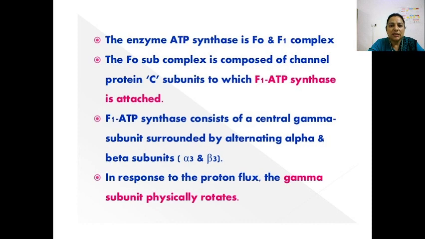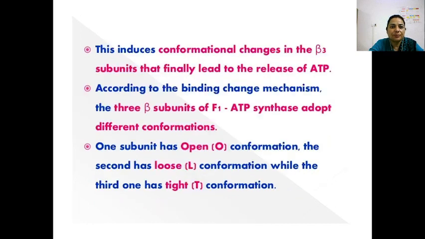F1 ATP synthase consists of a central gamma subunit surrounded by alternating alpha and beta subunits, that is alpha 3 and beta 3. In response to the proton flux, the gamma subunit physically rotates. This induces the conformational change in the beta 3 subunit that finally leads to the release of ATP.